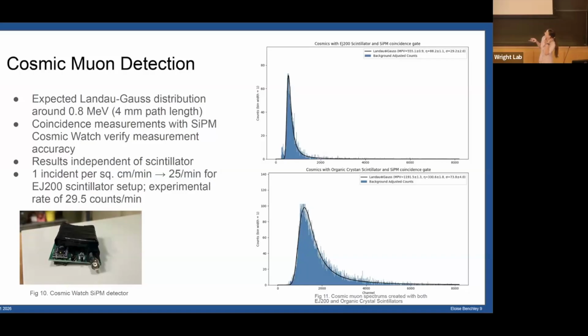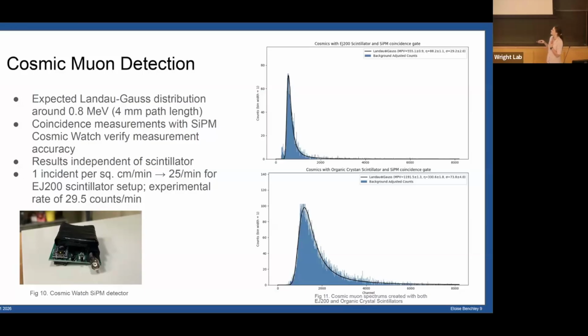It's expected to be a Landau distribution around 0.8 MeV because of around a 4 millimeter path length on average through the tile. The tiles are 4 millimeters thick and faced towards the sky. We were able to use a SiPM because it's not suffering from radiation damage. We were able to make coincidence measurements to ensure that our pulses were actually pulses and not any kind of noise. The nice thing about cosmics is that with different scintillators, we were still able to get the peak.